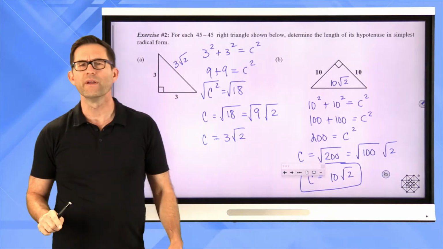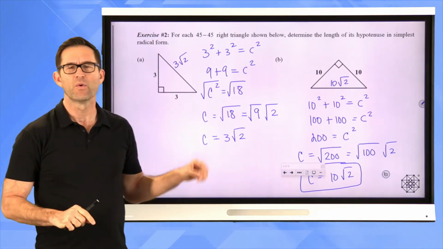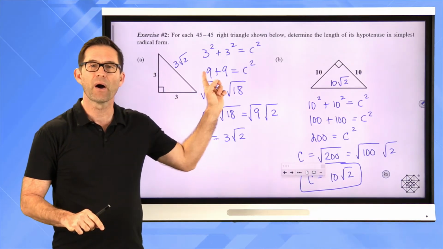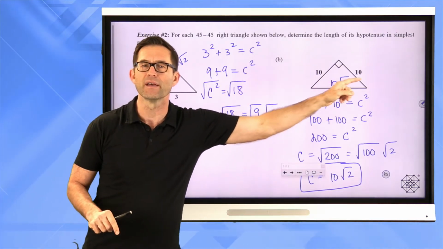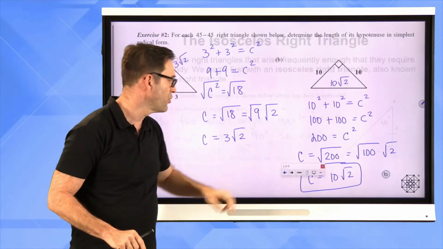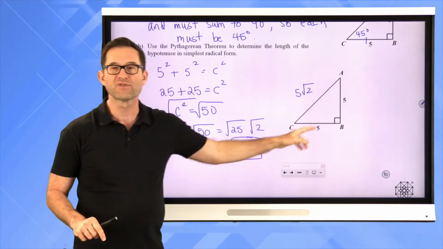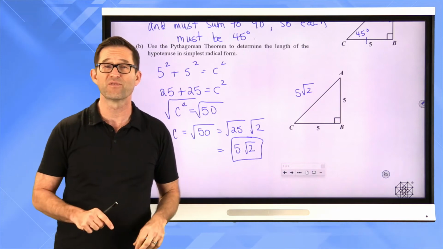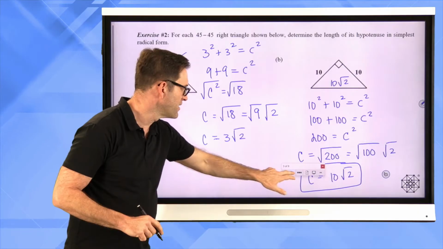Now, hopefully, you're starting to say to yourself, I think I see a pattern. Right here I have an isosceles right triangle whose legs are 3 each, and whose hypotenuse is 3 times the square root of 2. Here I have an isosceles right triangle whose legs are 10 each, and its hypotenuse is 10 times the square root of 2. Let me just go back a screen. Here I had an isosceles right triangle where each side was 5, and its hypotenuse was 5 times the square root of 2, right? So, what are we really seeing here?